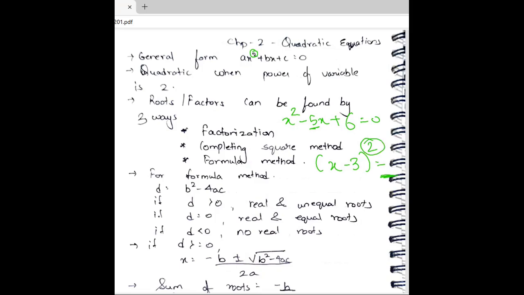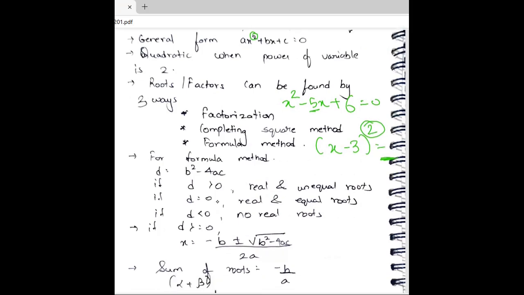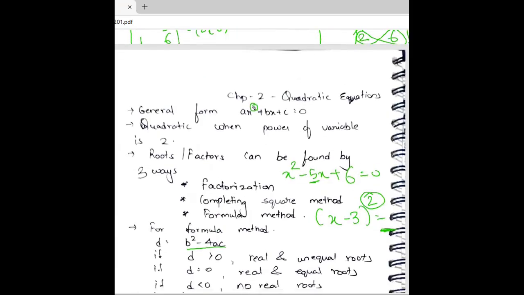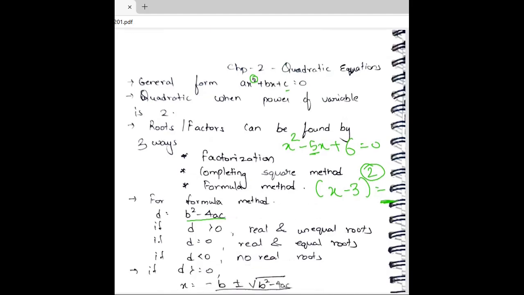And formula method. What is formula method? In order to understand formula method, first we need to understand how to find the discriminant value. Discriminant value, we use the formula b square minus 4ac. What is the meaning of b square minus 4ac? You take the coefficient of x, square it, minus 4 into coefficient of x square and multiplied by the constant. Okay. How to understand the nature of the roots?